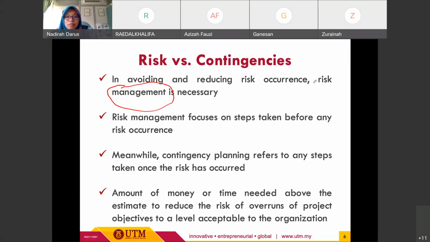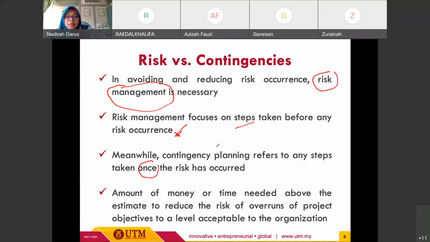Actually, risk management is a big topic for construction projects, because the respective parties need to manage and try to control the risk throughout the project life cycle. If we compare both of these items, risk management focuses on the steps taken before any risk occurrence. However, contingency planning refers to the steps taken once the risk has occurred.